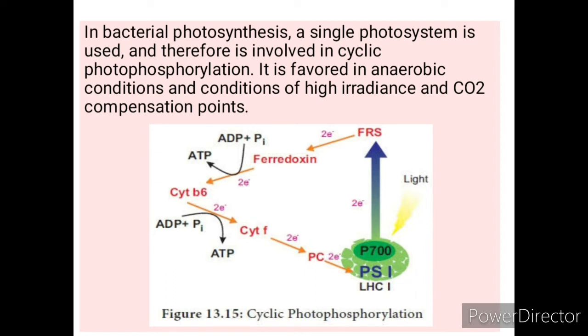After that, cytochrome B6 transmits the electron to cytochrome F, and then there is a chance of photophosphorylation second. Between the transport of electron from cytochrome B6 to cytochrome F, the second photophosphorylation occurs, and in this way ADP combines with inorganic phosphate and forms the second ATP molecule between cytochrome B6 and cytochrome F. After the second photophosphorylation, cytochrome F gives the electron to plastocyanin, and then plastocyanin gives the electron back to the reaction center.